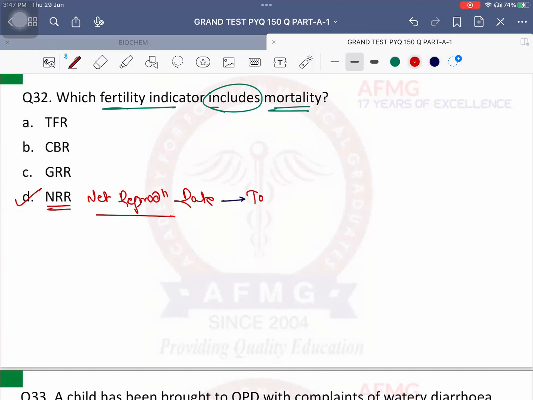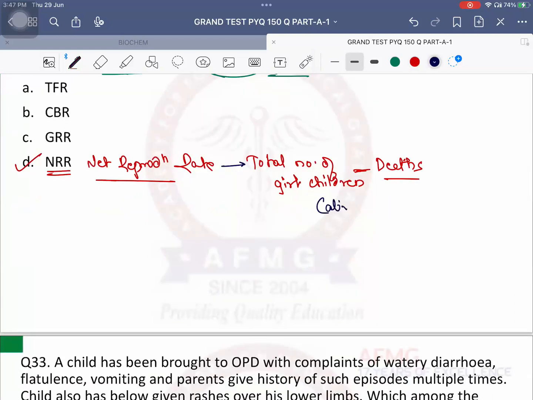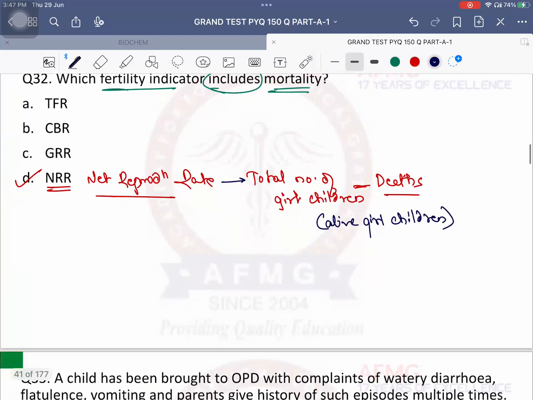But net का मतलब total number of girl children minus mortality, that is nothing else but deaths. That is, it is the total number of only alive girl children. So I'll tell you the formula. Oh, sorry, definition. Net reproduction rate is the total number of girl children born to a female in her entire reproductive lifespan, taking the mortality or deaths into consideration. मतलब जितनी बच्चियां जिंदा हैं वो उसका नेट रिप्रोडक्शन रेट होता है.